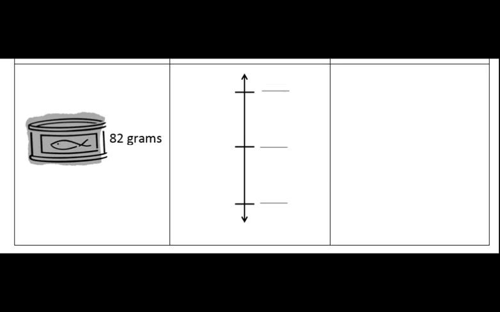My last problem appears to be a can of sardines, and it weighs 82 grams. We're going to round that to the nearest 10 grams, so 82 grams would fall between 80 grams and 90 grams. The midpoint between 80 and 90 is 85. Let's place 82 grams on the number line, about here. Since 82 grams falls below the midpoint of 85 grams, we'll round it down. 82 grams rounded to the nearest 10 grams is equal to 80 grams.